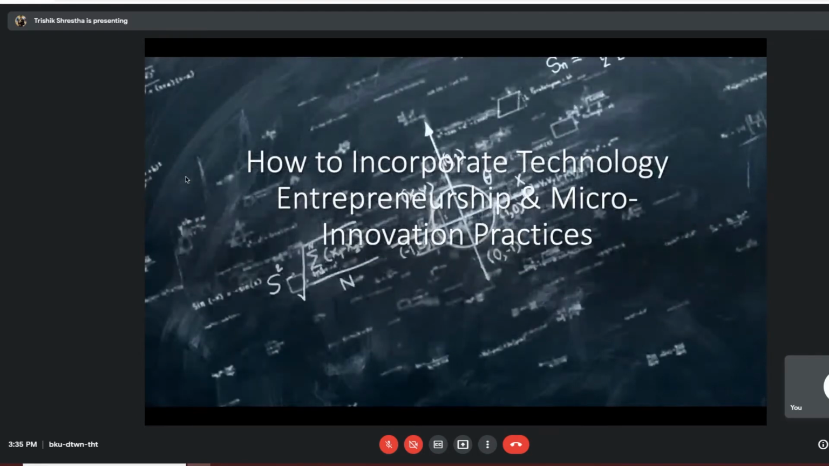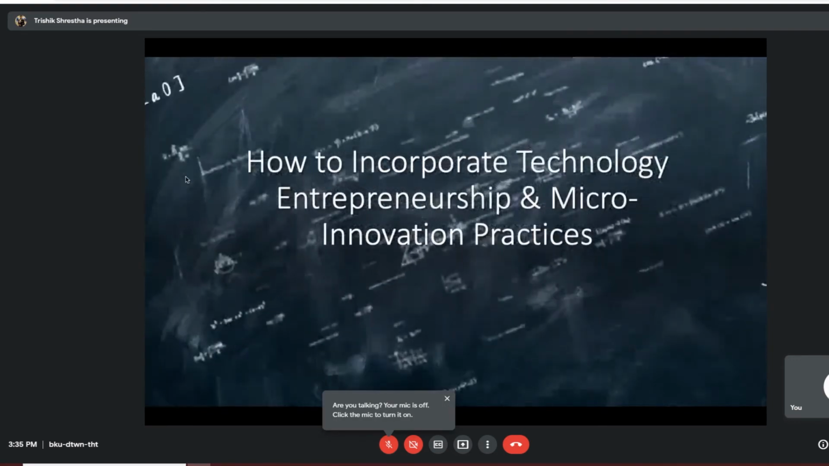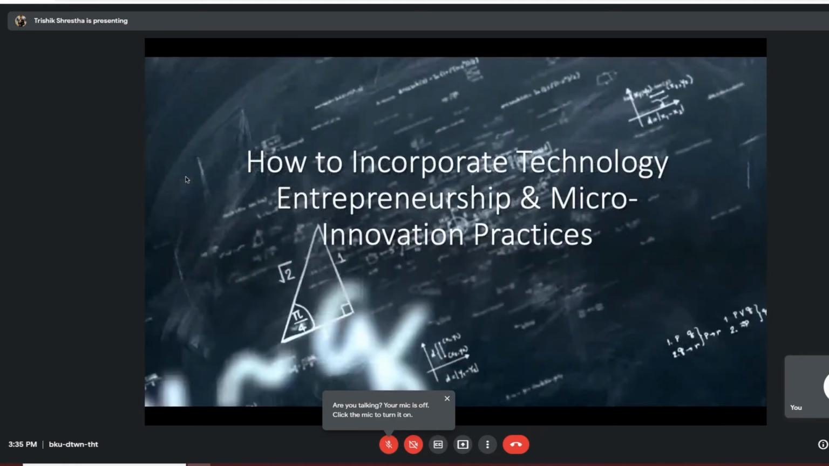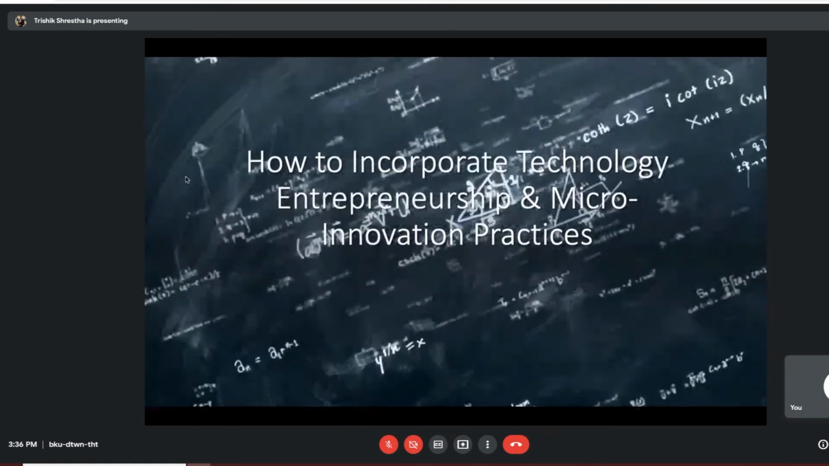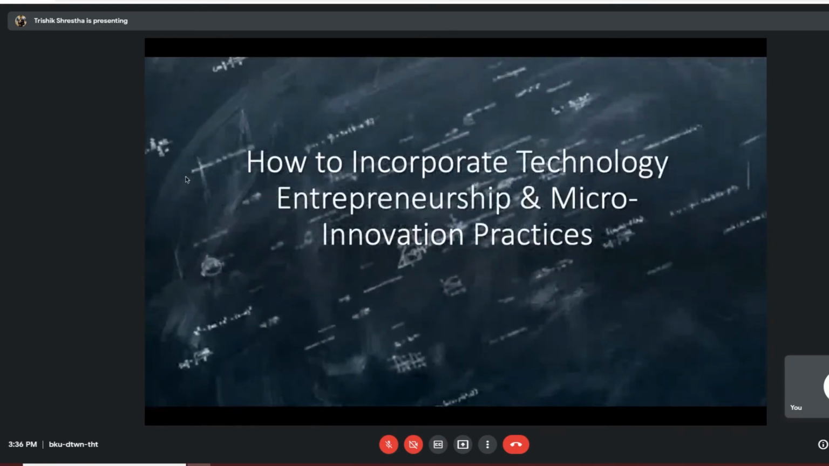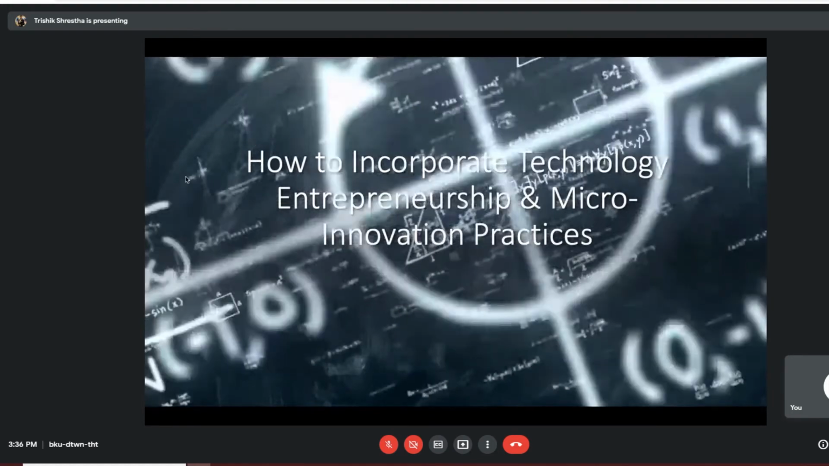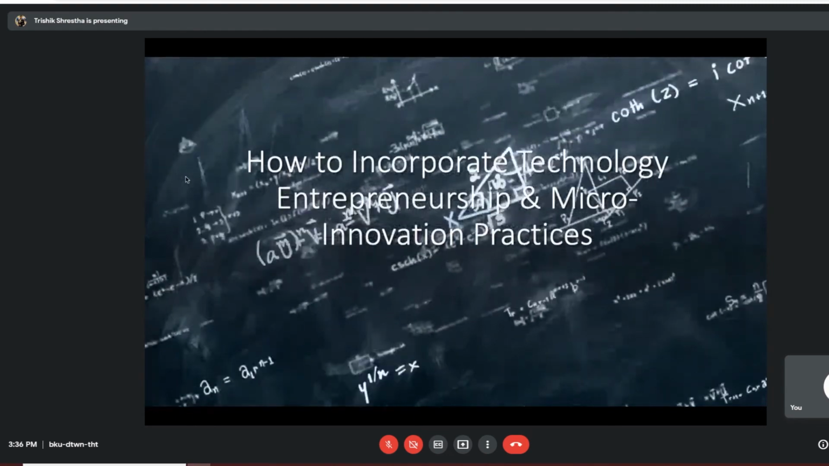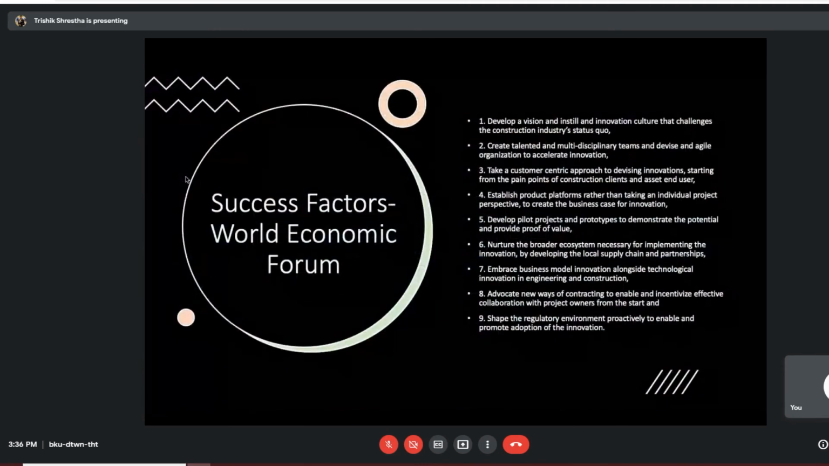We know how construction companies outside of Nepal are incorporating innovation. We know for a fact how construction companies in Nepal are practicing innovation. But how to incorporate innovation, technology entrepreneurship and micro-innovation in any business setting or in any company that you're probably engaged with? There are a few common elements that we need to identify first. This is basically from the World Economic Forum, and these are essentially success factors.